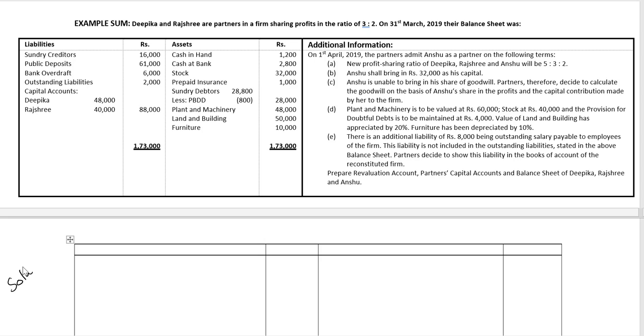Solution. Revaluation account. Left side debit side and right side credit side. Particulars, rupees. Particulars, rupees.